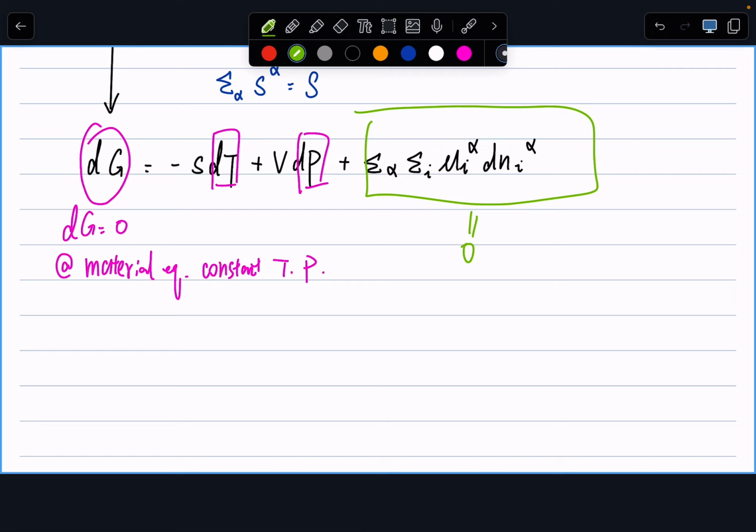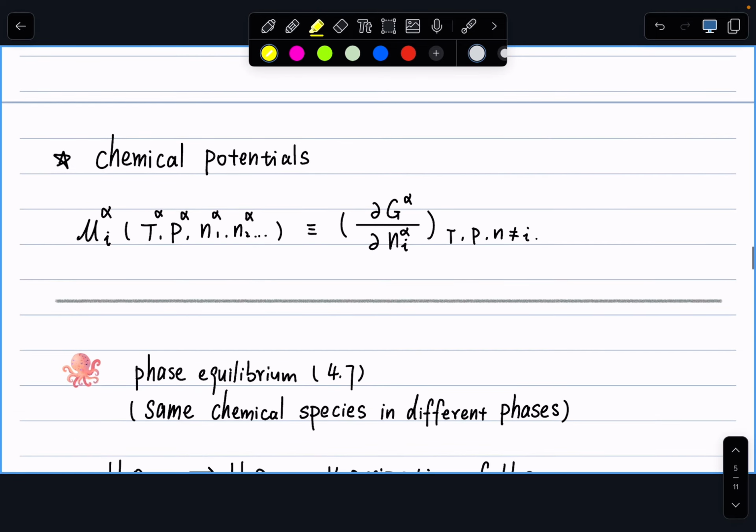Or I guess this term itself is equal to 0, but it doesn't tell us what my chemical potential is, right? Remember, my chemical potential is this mu I term. So now we know this double summation equals 0 at material equilibrium. And just to refresh your memory, the chemical potential for species I in phase alpha is defined as the partial differential of the Gibbs free energy in phase alpha over the change in number of moles of that substance I in phase alpha. So let me replace that with a more complete definition.